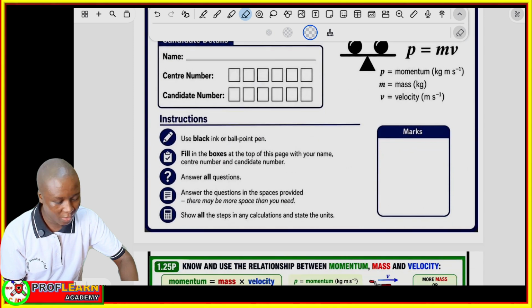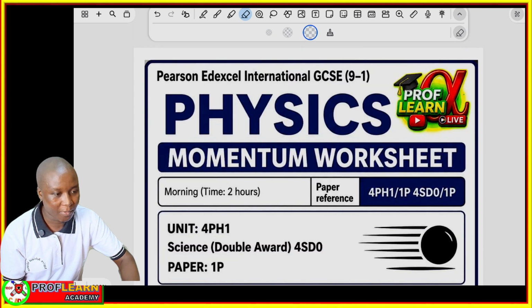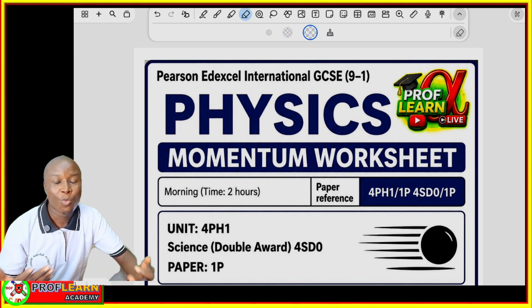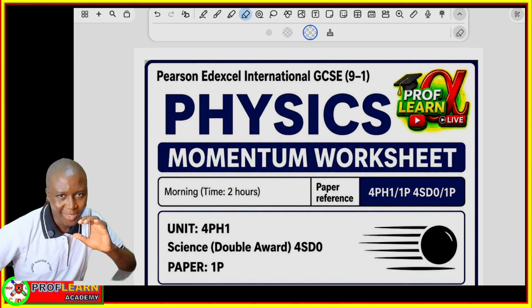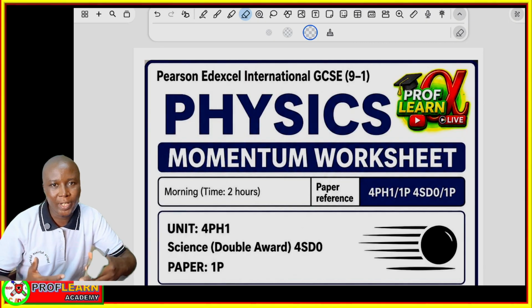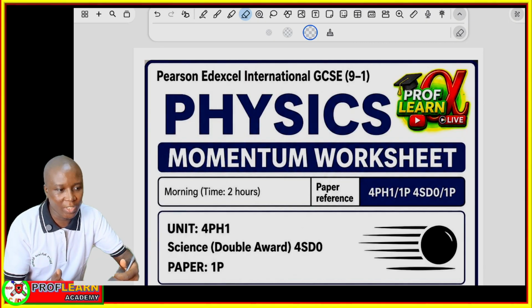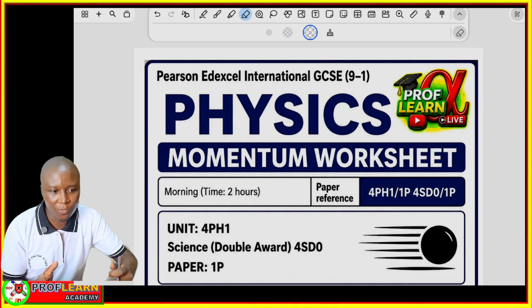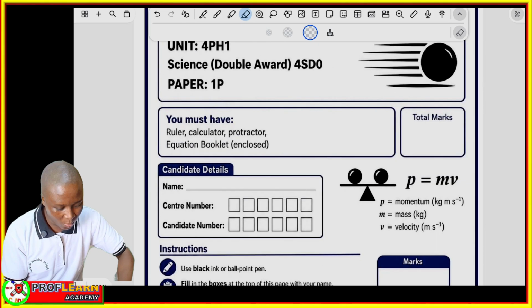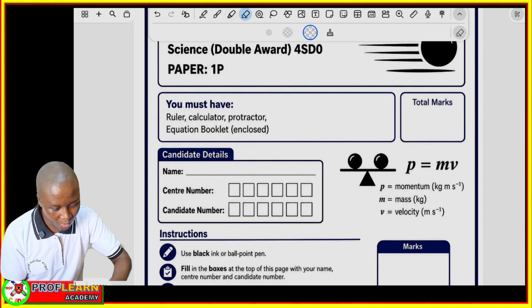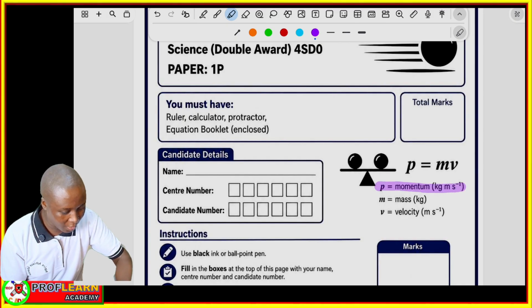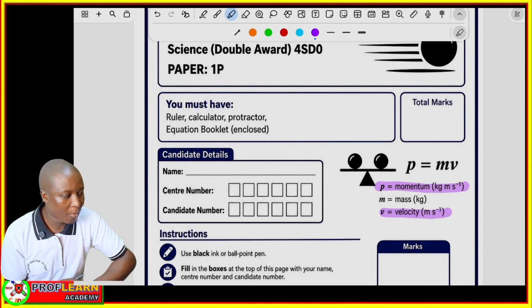So if you look at this concept of momentum, you need to understand what we mean by the term momentum. Momentum is defined as the product of mass and velocity of an object. Any object that is moving has something we call momentum. So whenever you are asked to calculate momentum, you're going to use the formula momentum is equal to mass times velocity, and the unit for momentum is kilogram meter per second.